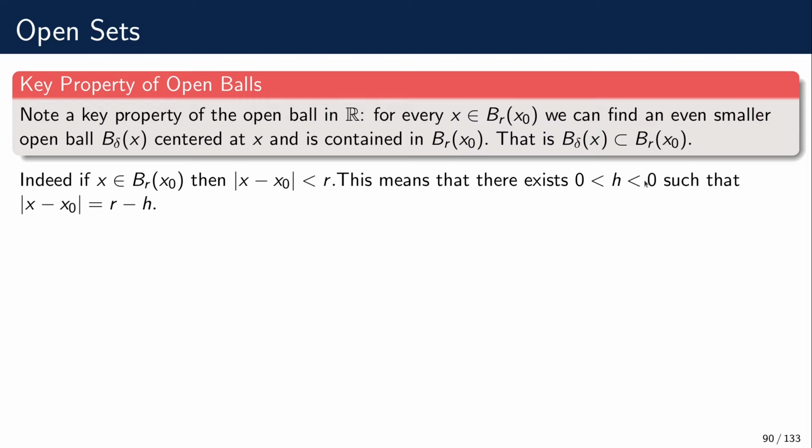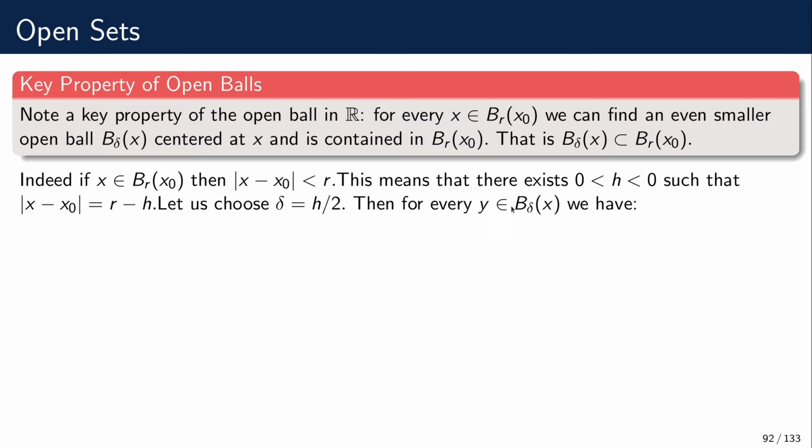This means that there exists some positive h, such that, this is a typo, sorry, h is greater than 0. That's the only thing that I meant for this to be. So let us denote |x minus x0|. We have this positive h, so let us denote this by r minus h. Because |x minus x0| is strictly smaller than r, we can define h as r minus this distance. Okay. And let us choose delta to be h half of this distance. Then let's see what we have.